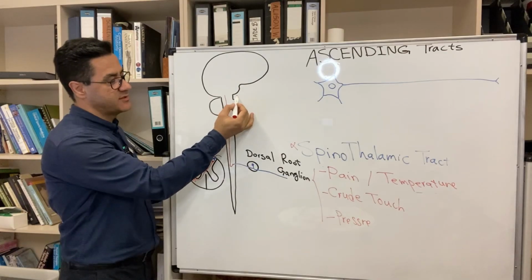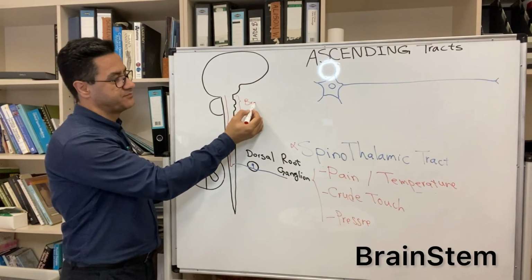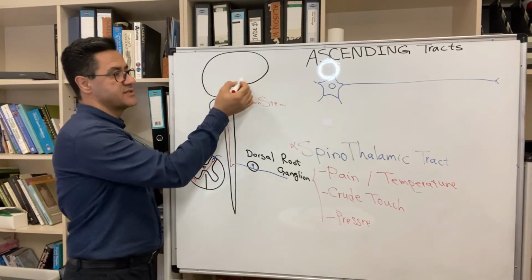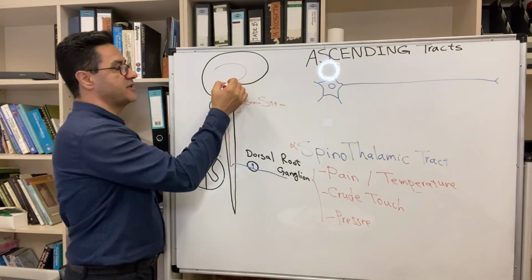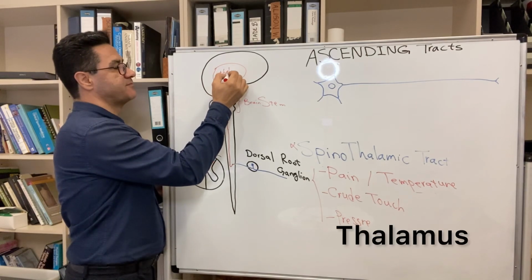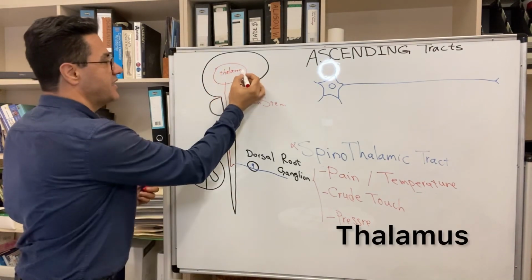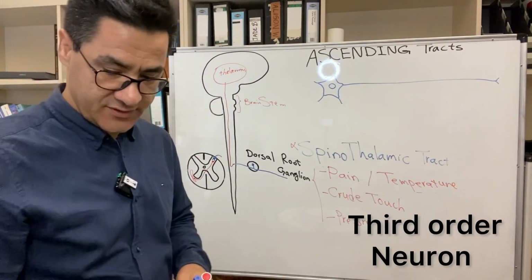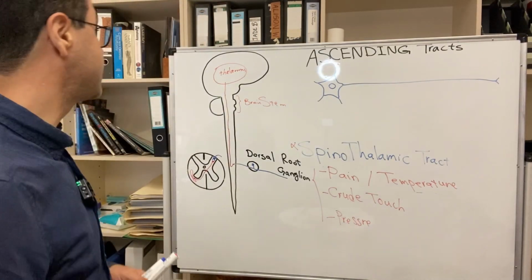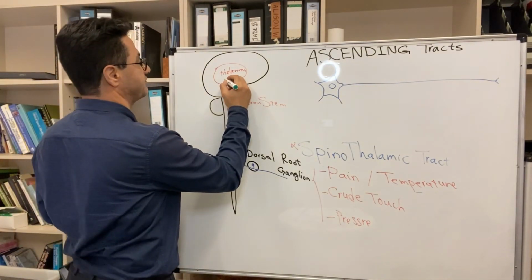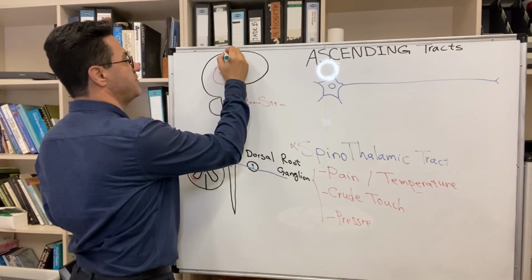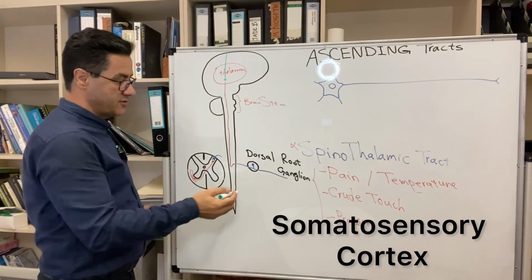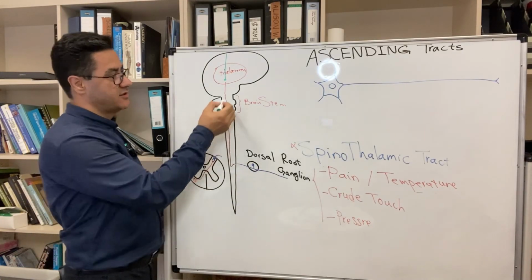crossing the brainstem. Here is the brainstem, to get into the brain. Here is the brain. Within the brain, here we have the thalamus. So in the thalamus, it synapses onto the third order neuron. So the third order neuron cell body is here, and the axon projects up to the somatosensory cortex of the brain. So as you see here, we have three order neurons.